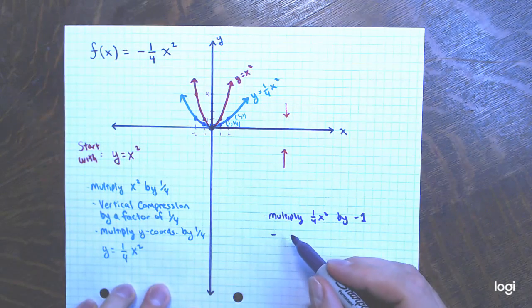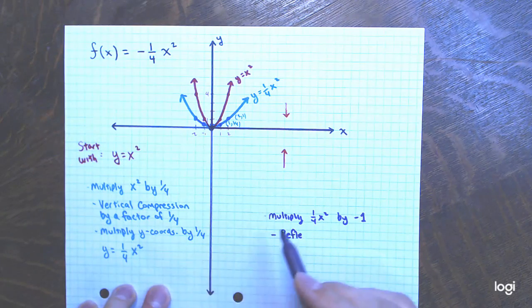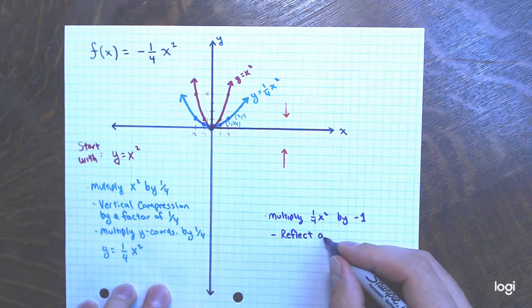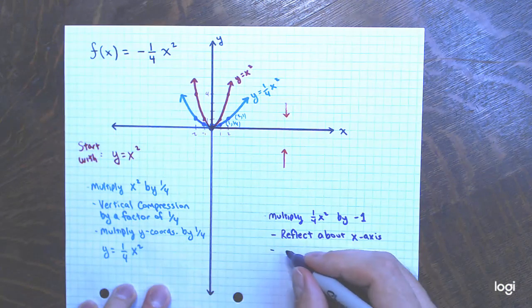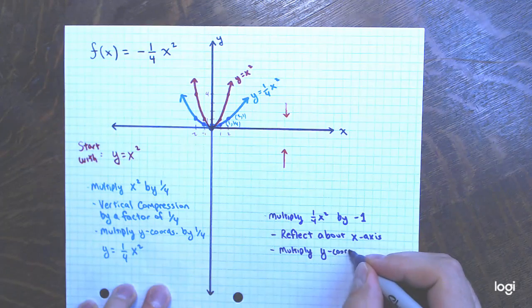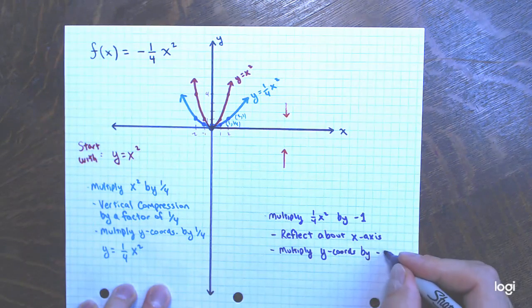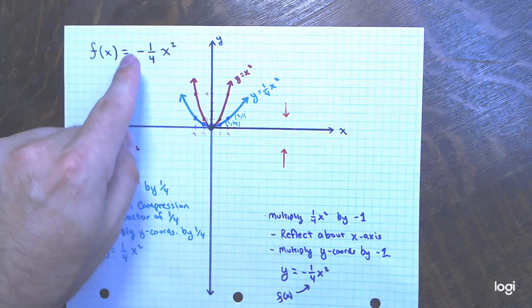So I'll write all that. So this will cause a reflection. It'll take our blue graph, the previous graph, y equals 1/4 x squared, and it will reflect about the x-axis. In other words, we're going to be multiplying the y coordinates by -1. Right. So we're looking at y equals the 1/4 x squared times -1, making it -1/4 x squared, and this is what we wanted. This is the f of x. Right, that was the -1/4 x squared up top.